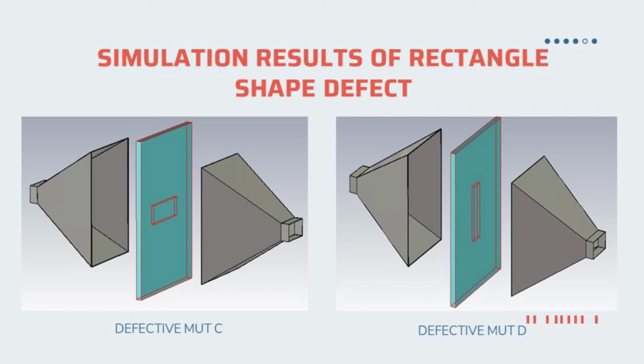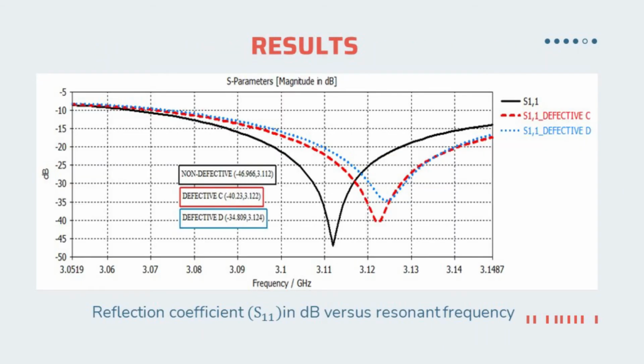Defective MUT-C and defective MUT-D have different dimensions of rectangle. This figure shows the reflection coefficient versus resonant frequency of non-defective, defective MUT-C and defective MUT-D. The simulation points out that when there is a void in the form of a rectangle in the MUT, there will be a change to the resonant frequency.